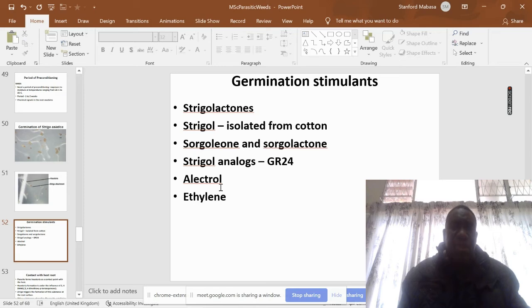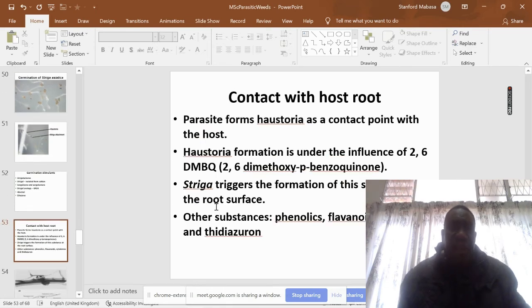This is alectrol, which is produced from the roots. Ethylene can also be produced from the roots, but ethylene was also tried in America to try and kill the parasites in the absence of the host to cause germination, which is termed suicidal germination. Contact with the host root.